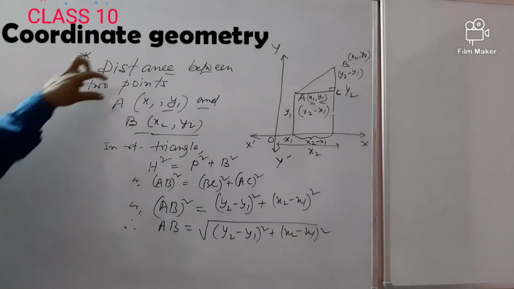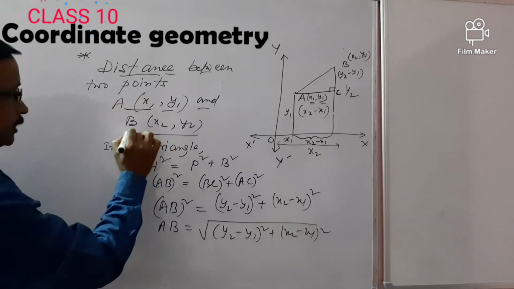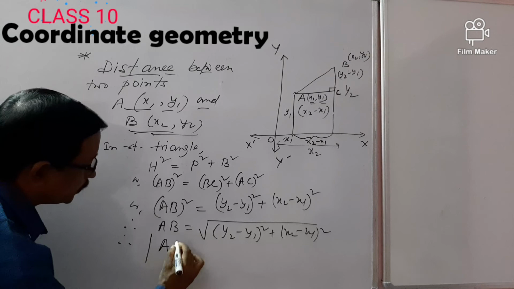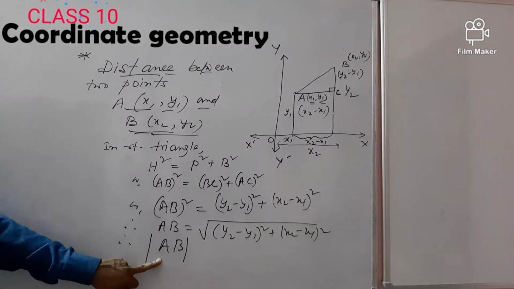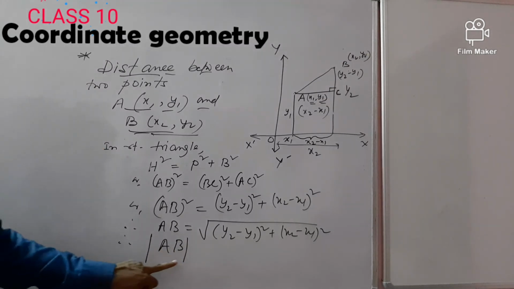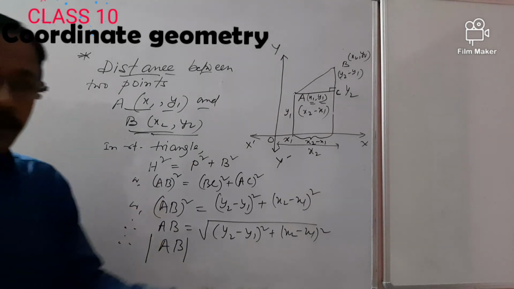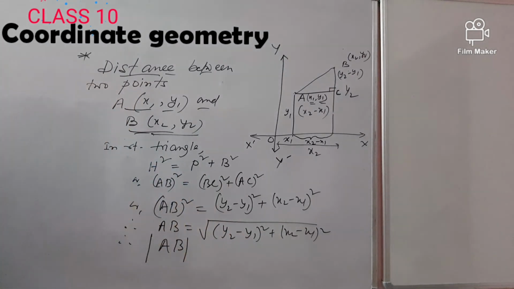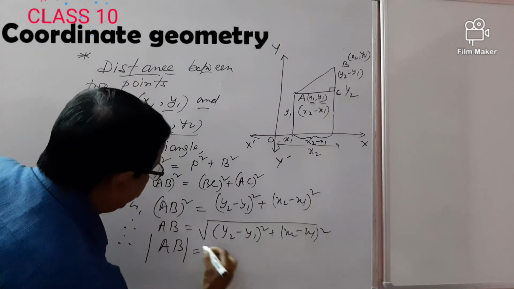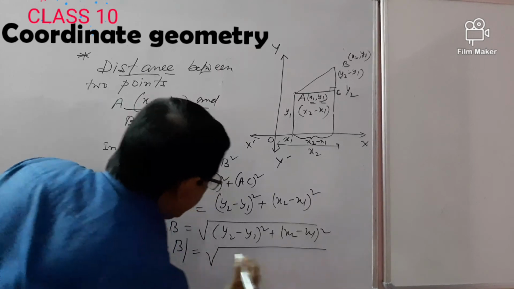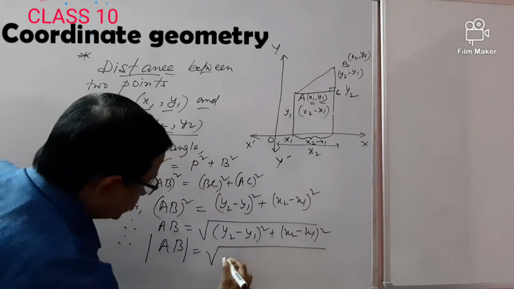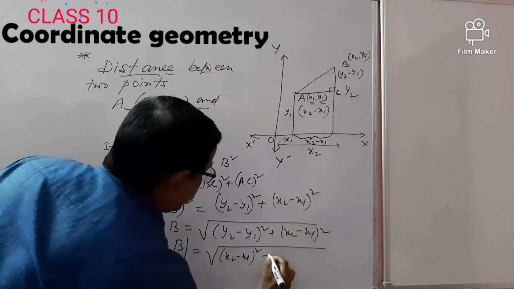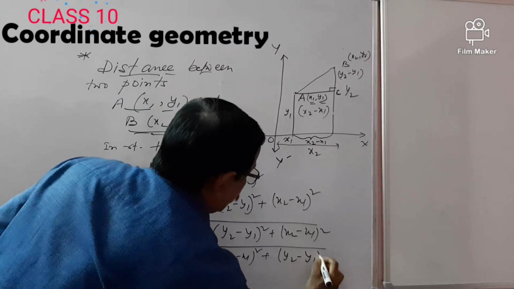As it is the distance between two points, once you find the distance, it must be a positive number. This way we can use the mod sign. Mod means we take only the positive value. So AB equals, you can write x2 minus x1 first, no problem: the square root of (x2 minus x1) whole square plus (y2 minus y1) whole square.